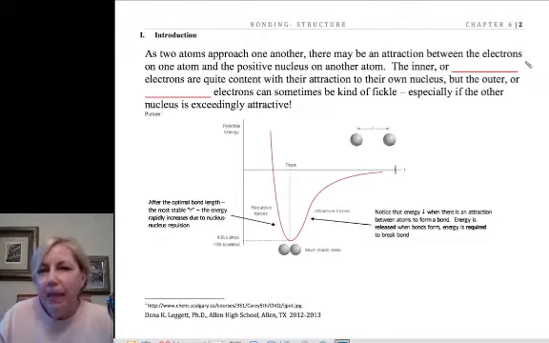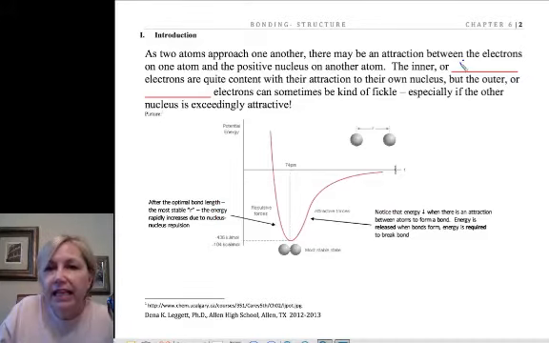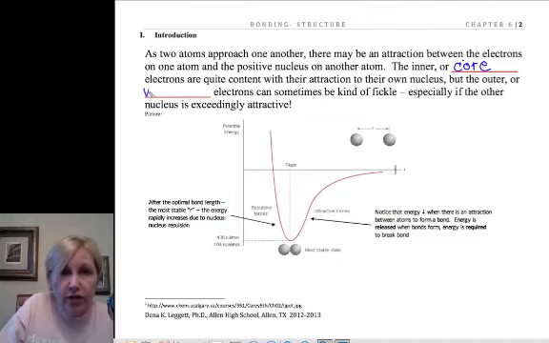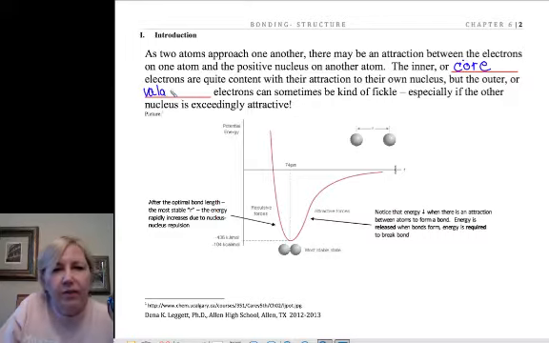Now, we separate electrons into two categories when we talk about the atom. The inner or core electrons, do you remember we talked about these in our periodic trends? They're pretty content to stay where they are. We don't usually see many changes in those, certainly in the bonding situations. On the other hand, our valence electrons, our outer electrons, can sometimes be a little bit fickle. They may be attracted to other atoms.